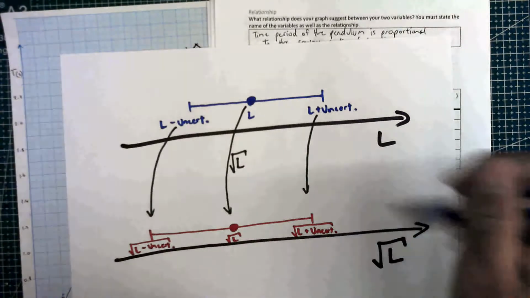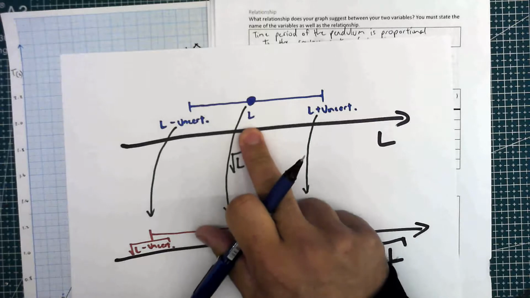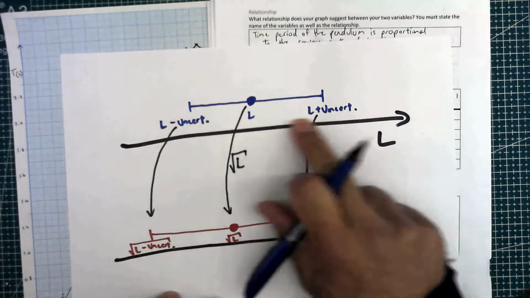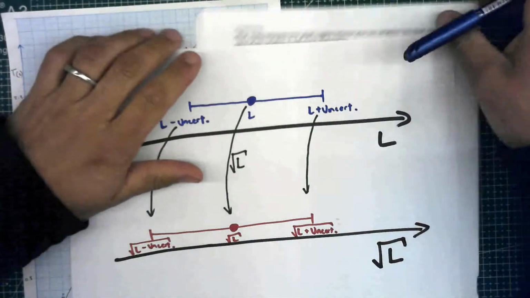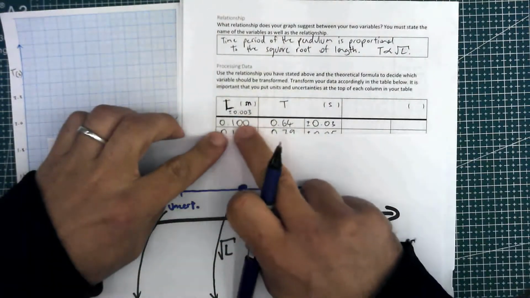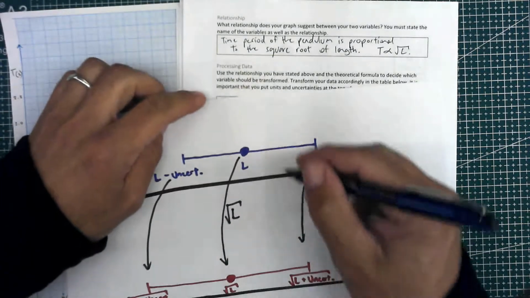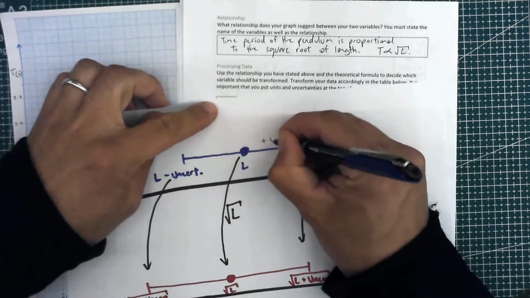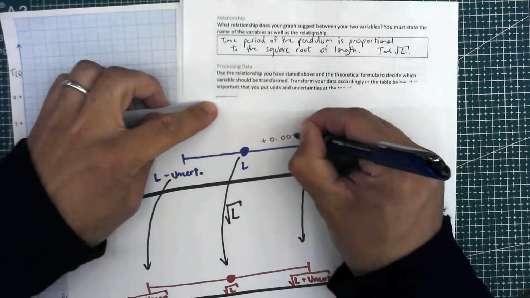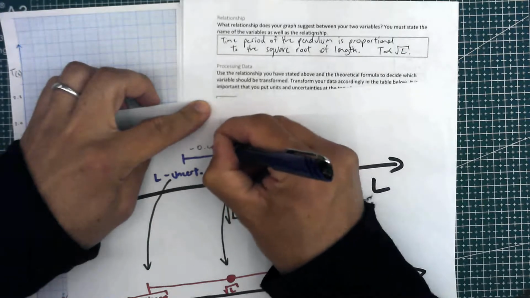So what we need to consider is this distance between L here and L plus uncertainty is the uncertainty. And in this case, if we look back at our data table here, the uncertainty in L is plus or minus 0.003. So on this side it is plus 0.003. And on this side it is minus 0.003.